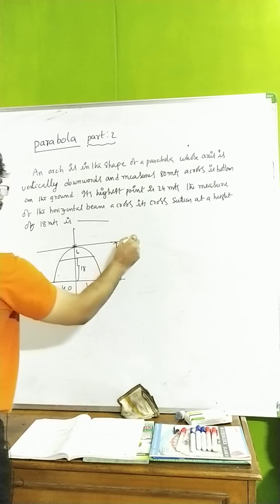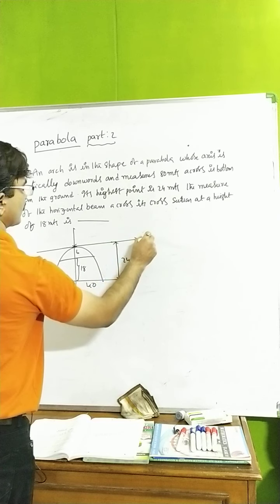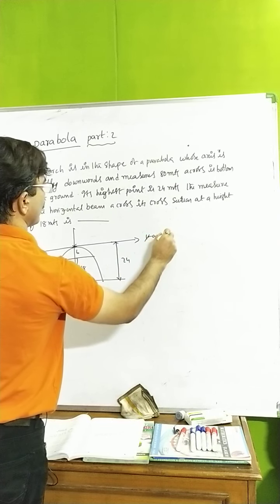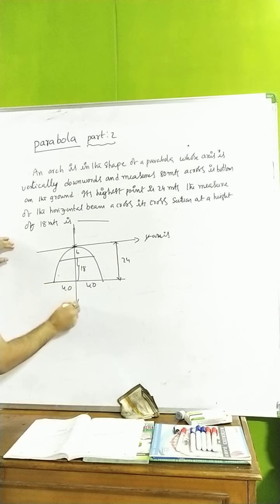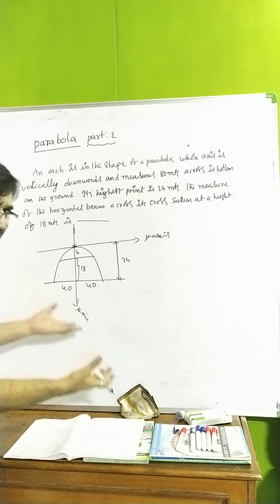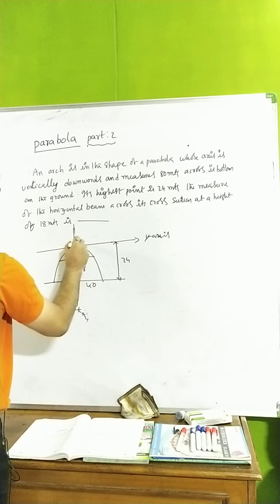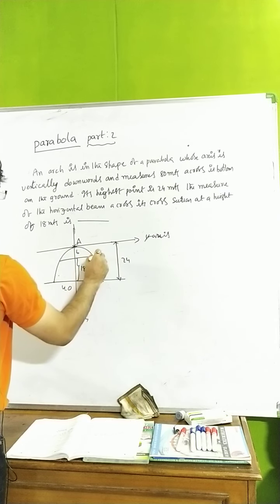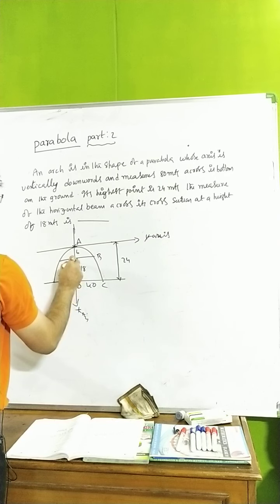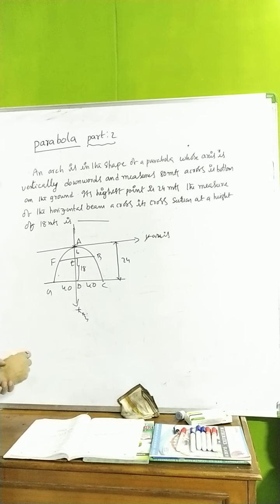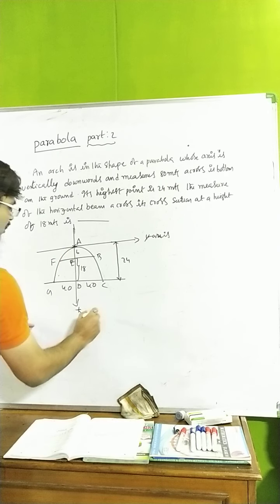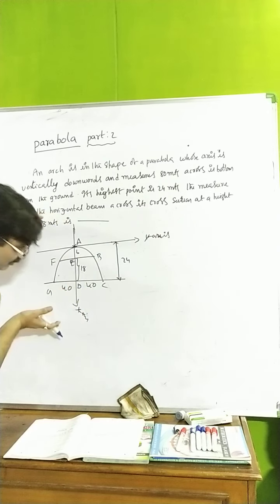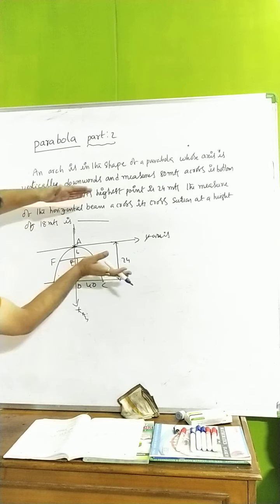What I am suggesting is, this is my y-axis, and this is the x-axis, for my convenience. Nothing to worry. This is A, something, B, C, D, E, F, G. You can take it like this. Now you see, I can assume this parabola horizontally, like this.